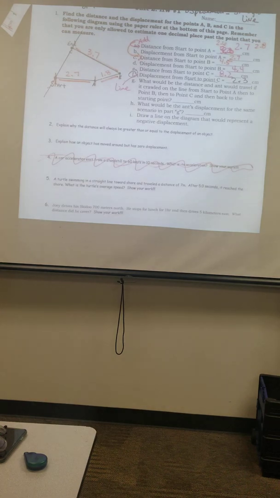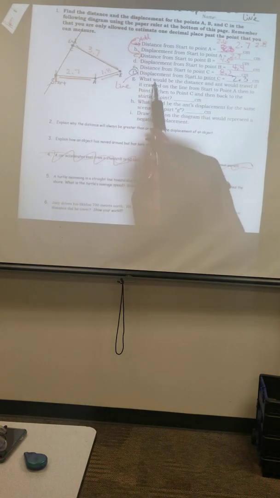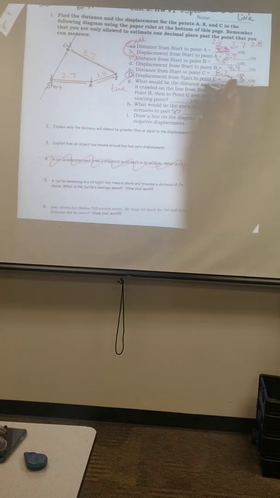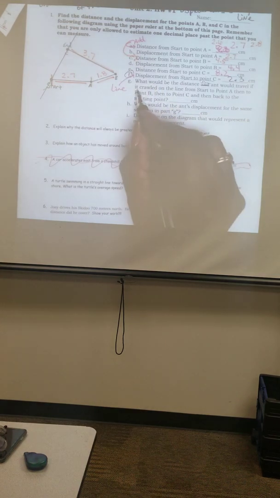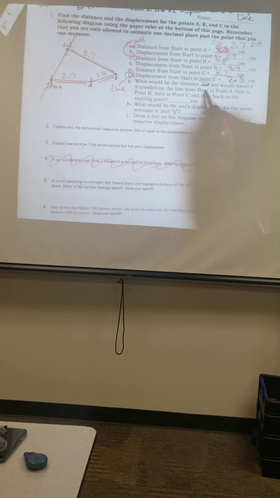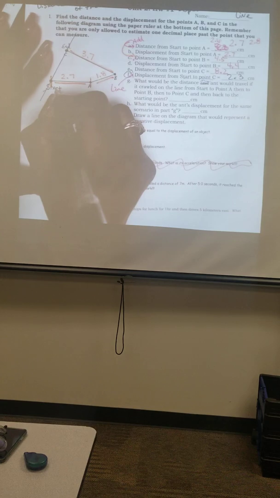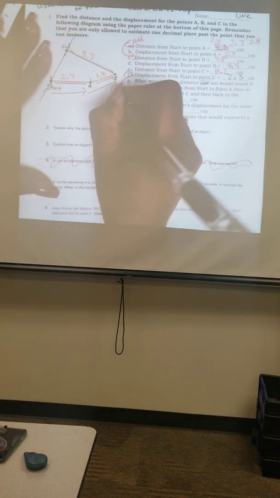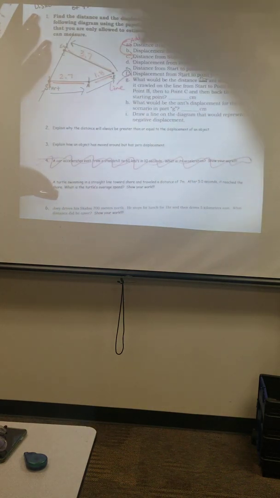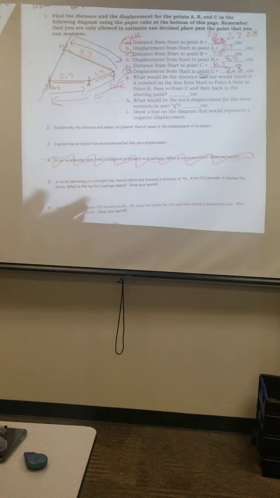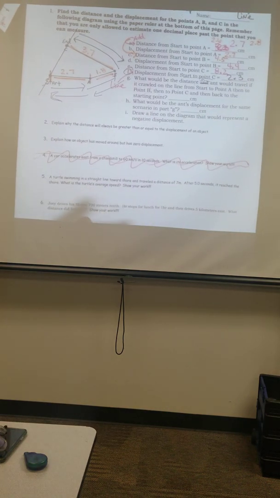But there's a couple of questions I thought were interesting later on over here. What would be the distance the ant would travel if it crawled on the line from start to point A to point B, then to C, then back to the starting point. So it went A to B to C, and then backwards to the starting point. See, I didn't know what you meant, so I did both ways. I did it that way, and if it just went in like a circle.